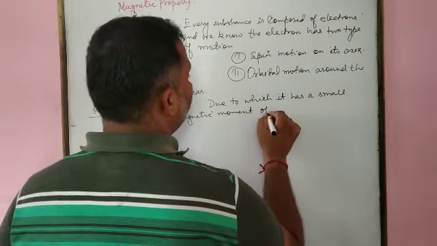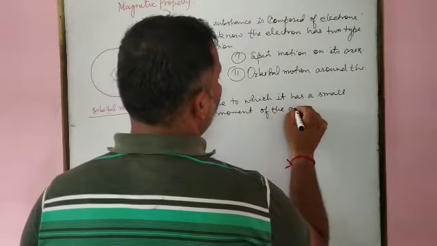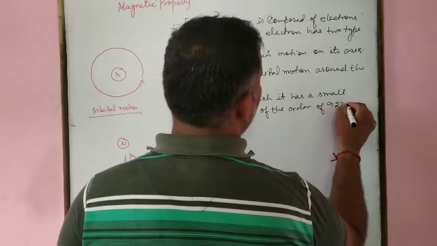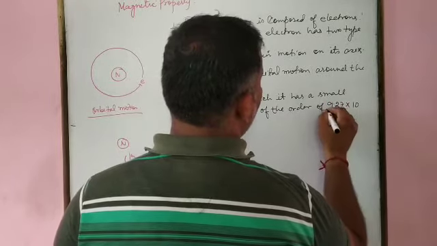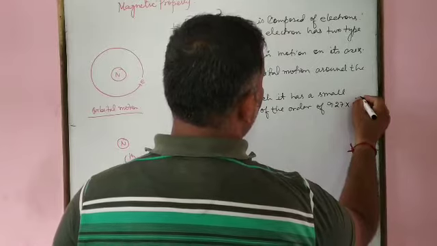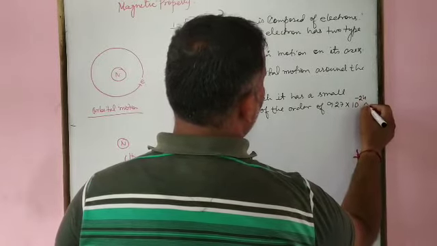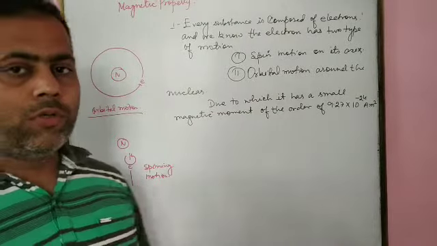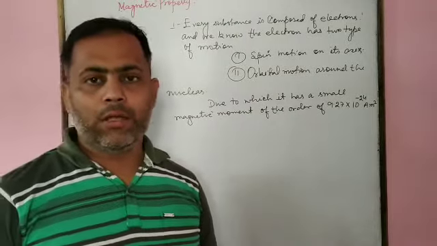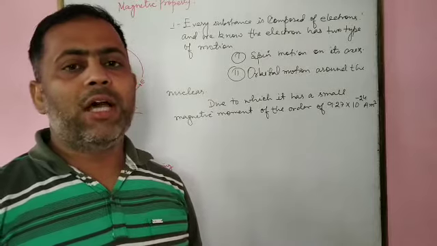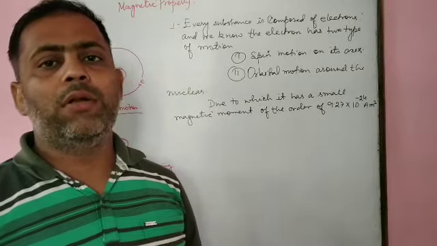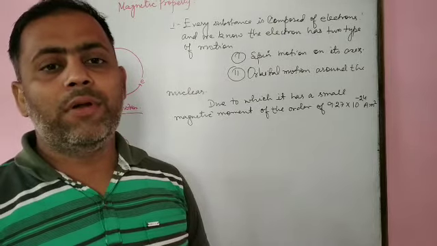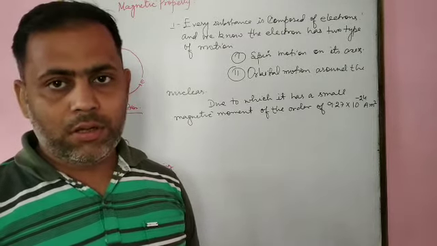of the order of 9.27. It is very small, 9.27 into 10 to the power minus 24 ampere meter square. Why is it so? Because we know when a charged particle is in motion, then a magnetic as well as electric field is associated with it.